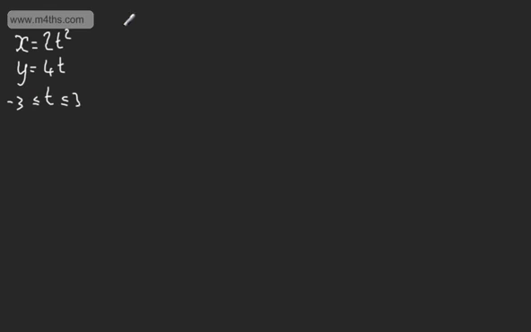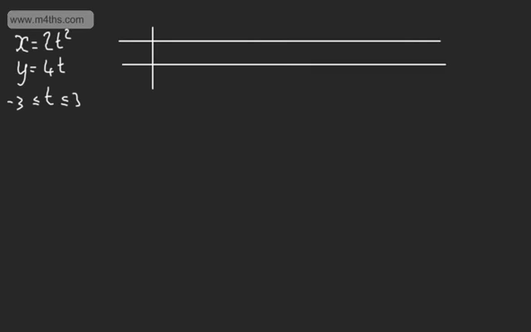Okay, let's go ahead and now put a little table up. So what we'll have is our table. We will have a value of t, a value of x, and a value of y. So I'm going to put in here t, and then I'll have x, and then I'll have y. So we'll start with t is minus 3, then minus 2, minus 1, 0, 1, 2, and 3.